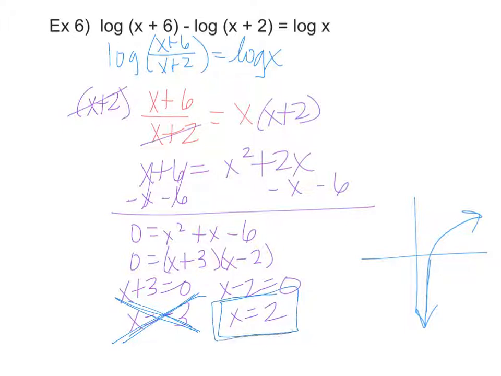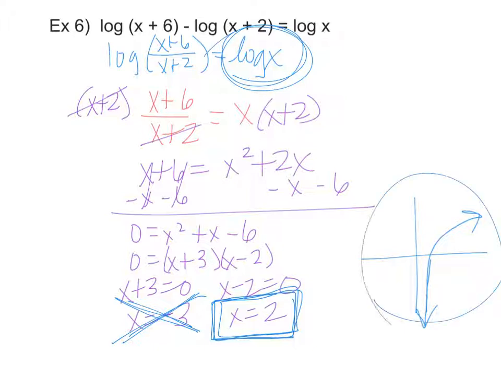The only solution you have for this problem is 2. Because if I go to plug it back in, this log of negative 3, plug that in your calculator and see what you get. Error, right? Because you can't have the log of a negative number. It just can't happen, because if you look at your graph, you can see it's not part of my graph. So if you have an answer for your logarithm that's negative, knock that bad boy out. The only thing you have is the x equals 2. Cool, let's do some more.